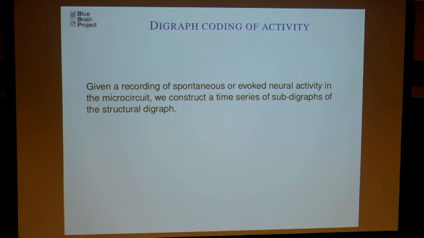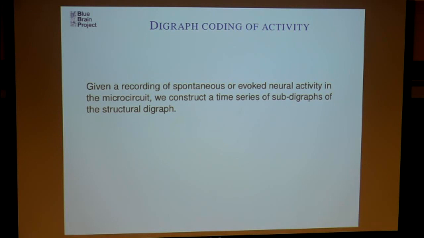And then we bin it into appropriate time bins of a biologically reasonable size, which turns out to be 5 milliseconds. In each time bin, you look at the activity of the network at that time, and you figure out what subgraph of the directed graph is actually active. And you get a time series of subgraphs of your graph. And we're going to analyze that using the tools that we already introduced.